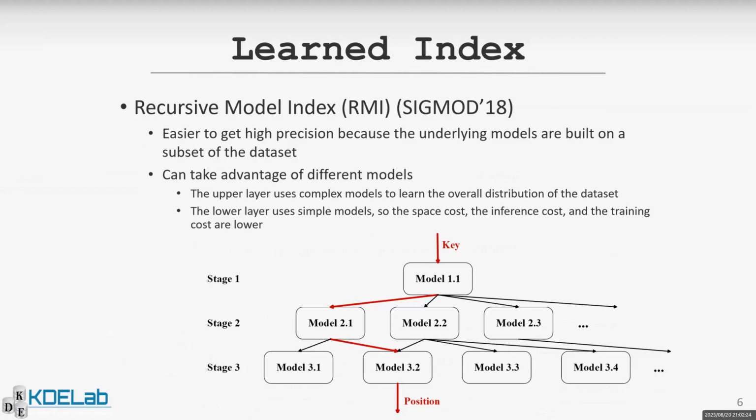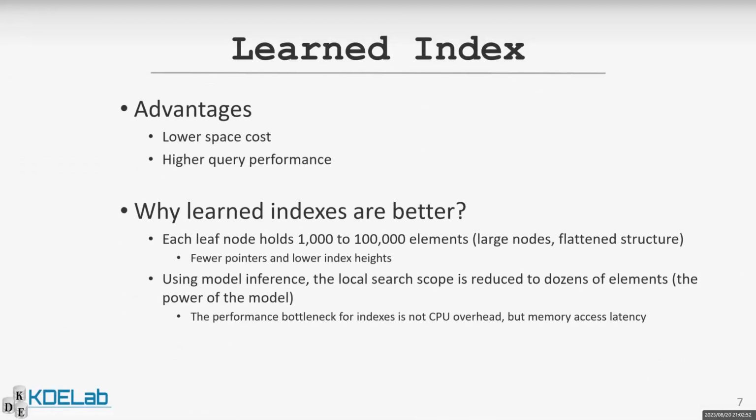Therefore, the learned index uses a hierarchical model structure, and the first layer has only one model, which is obtained by fitting the entire dataset. Each layer below has multiple models, and each model is obtained by fitting fragments of the dataset. The hierarchical structure makes it easier to achieve high accuracy. Compared with the B+ tree, the space cost of the learned index is lower, and the query performance is higher.